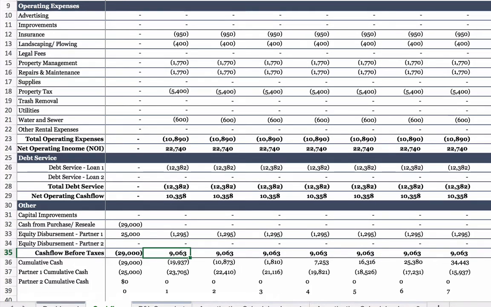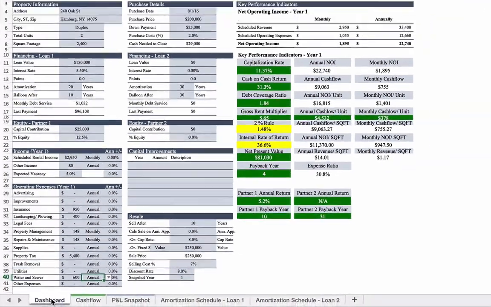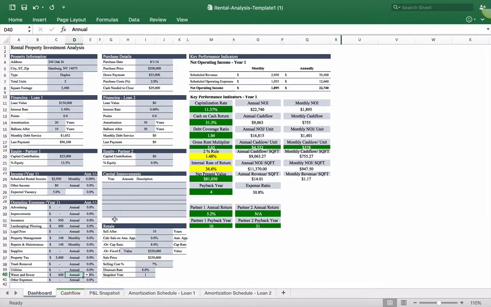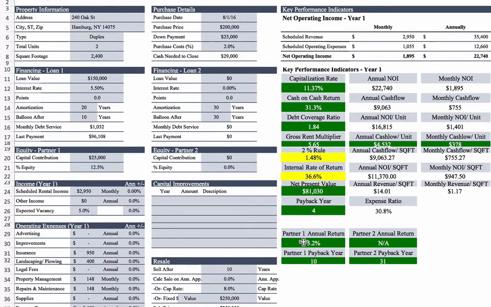All right. Makes sense. So let's go back to the dashboard quickly here. One thing I want to point out, we have the annual return for partner one at 5.2%, and basically this is just a calculation. They put in $25,000 and they're getting a return every year. Now, to be honest, 5.2% is pretty low, and you as the investor are getting a pretty good deal with this. It might make sense that this partner is looking for more than 12.5%. In fact, I would probably bet on it.